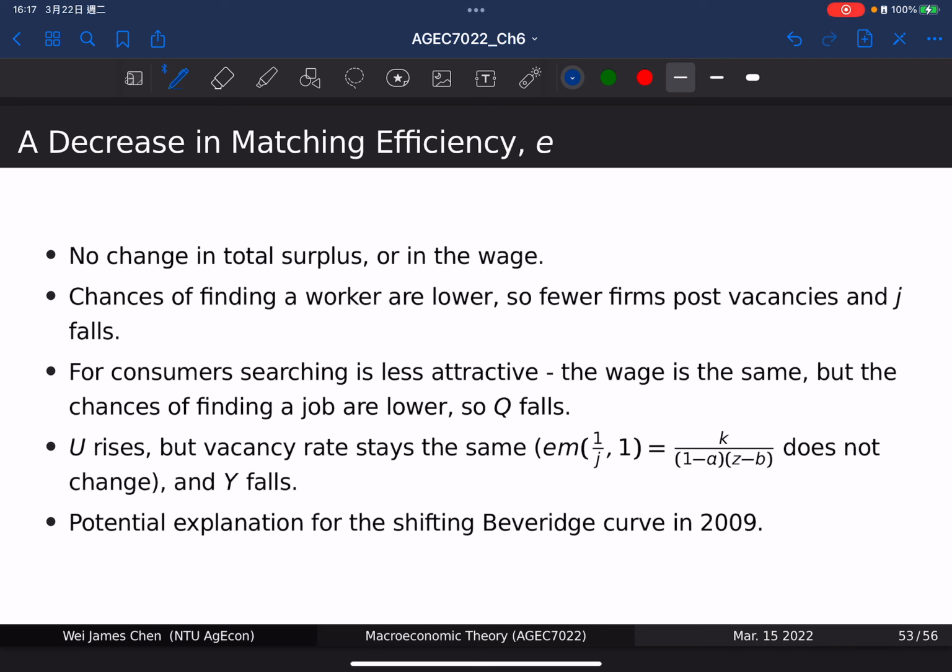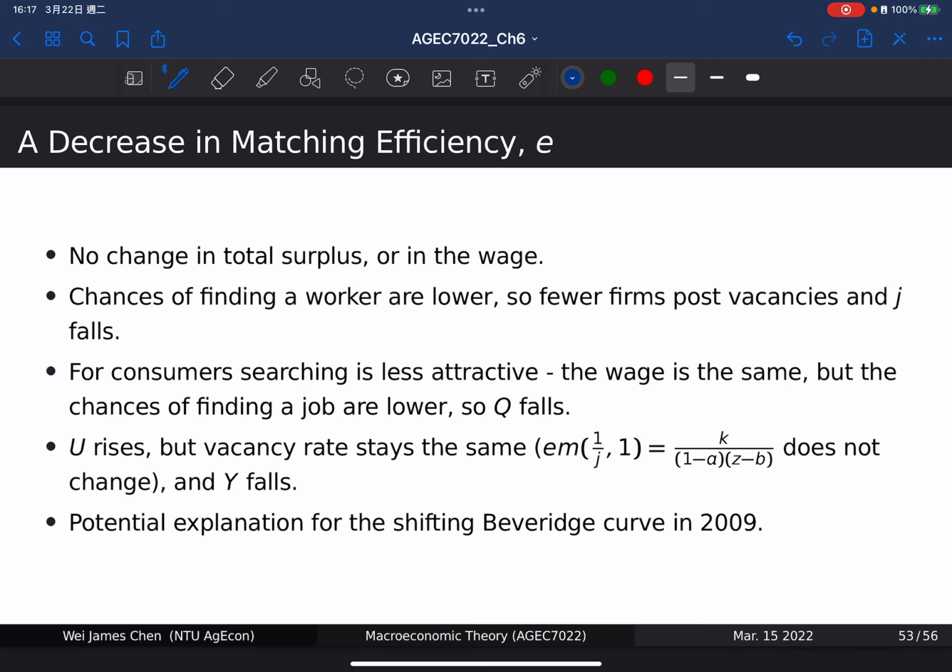Right? Because given the same number of people who find a job and same number of people who try to get an employee, the efficiency is lower. Efficiency is lower, so it is less attractive for the firm to actually post a job. And it is also less attractive for the consumer to search for a job. The wage is the same, but the chance of finding a job is lower, right? So Q must fall.